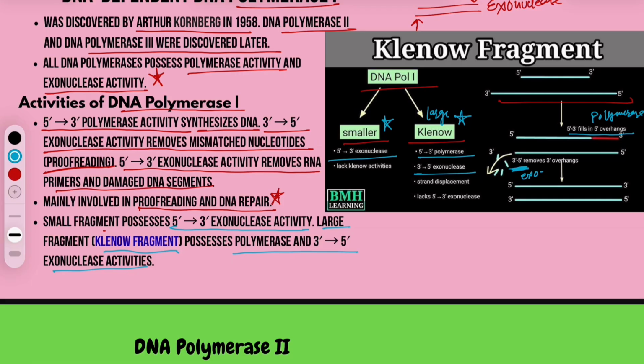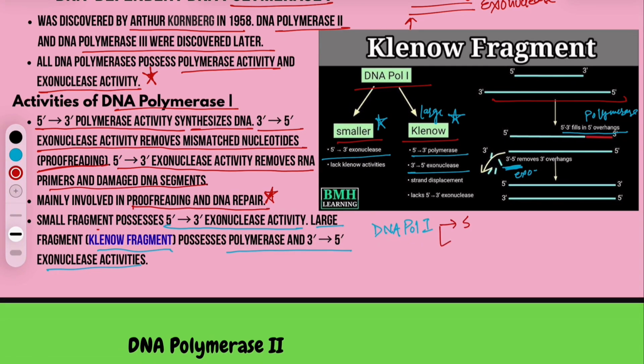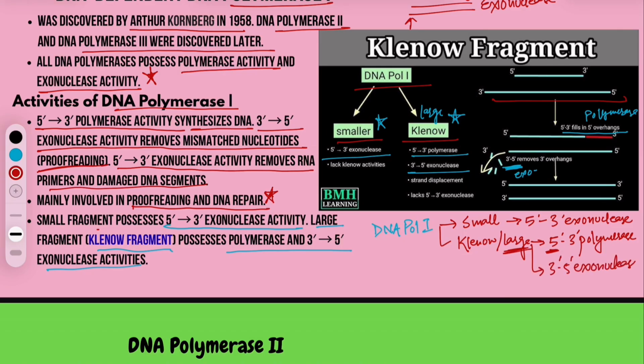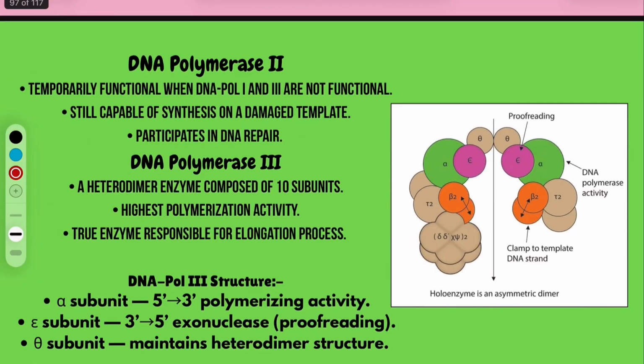This question is very frequently asked in exams, and you should remember this. Klenow fragment questions are asked here: what activity the large fragment has and what its role is. So DNA pol 1 has a small fragment and a large Klenow fragment. The small one has 5 to 3 exonuclease activity, while the large fragment, the Klenow fragment, has 5 to 3 polymerase activity. So you can remember that the large has 5 to 3 polymerase activity, and the rest has exonuclease activity.